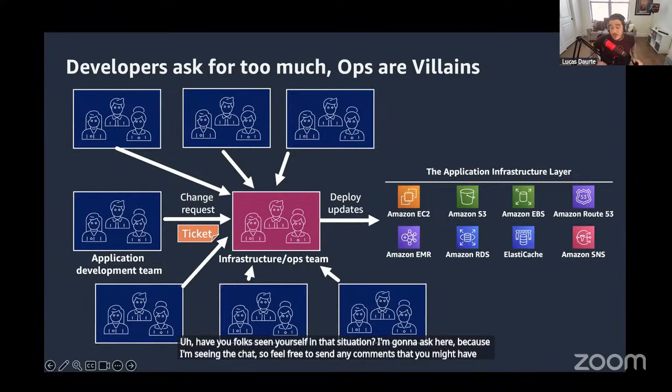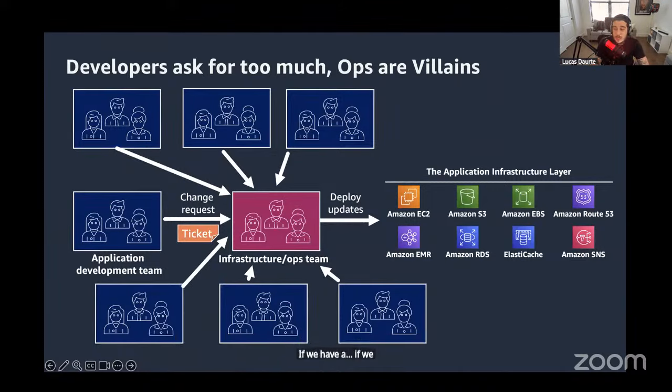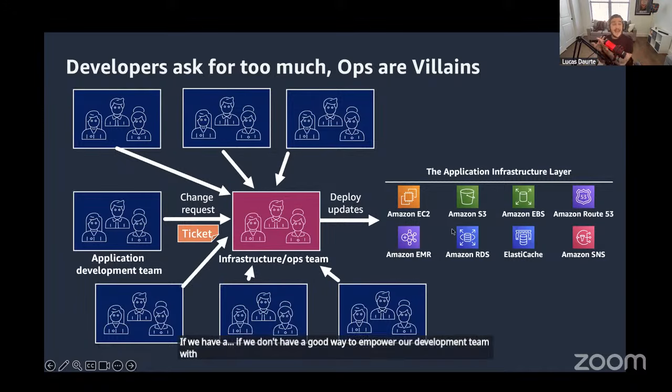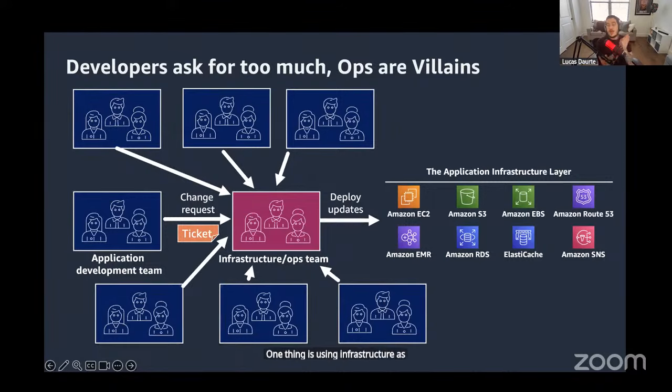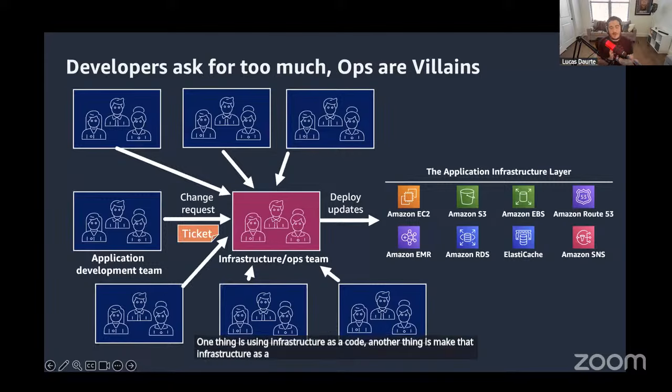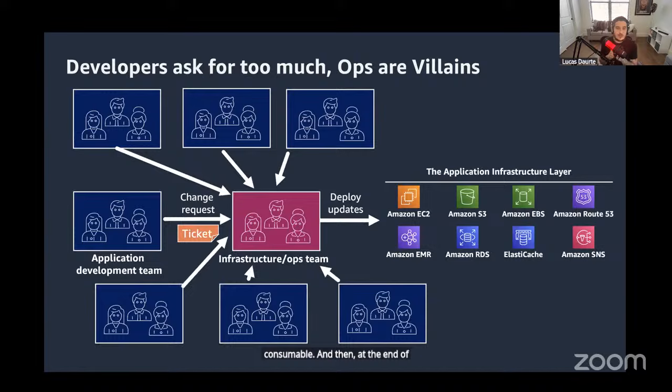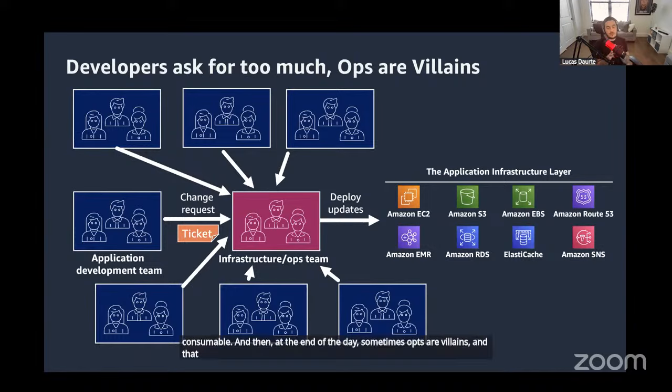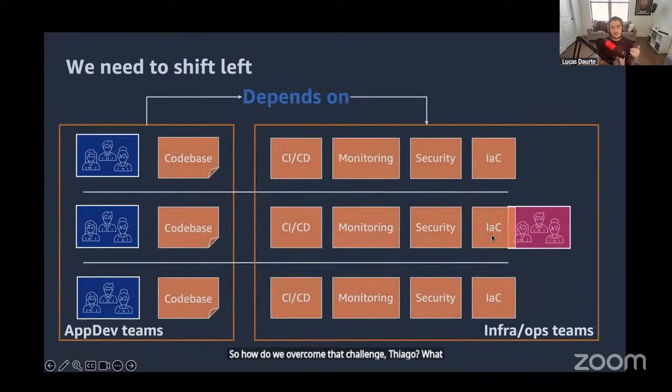But this is what usually happens if we don't have a good way to empower our development team with something that they can actually consume. Because one thing is using infrastructure as code. Another thing is making that infrastructure as code and GitOps artifact consumable. And then at the end of the day, sometimes ops are villains, and that's the perception that we get. So how do we overcome that challenge, Tiago? What is a good way to overcome that challenge?